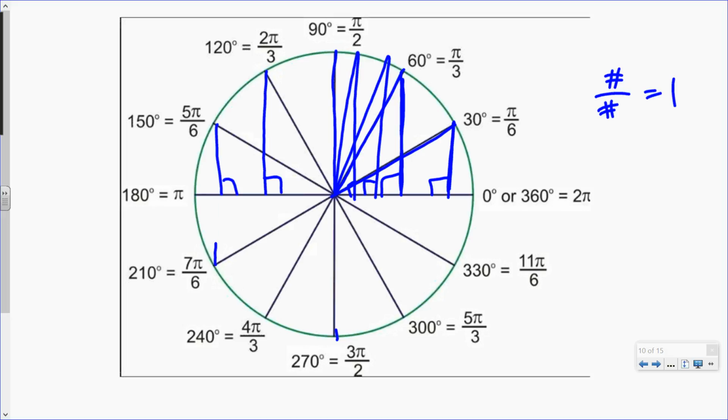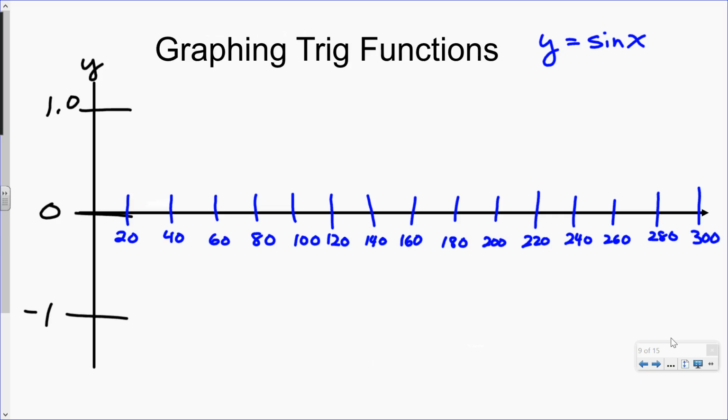210, that over the hypotenuse. 240, this over the hypotenuse. There's 1 over 1 again. 300 degrees, this over the hypotenuse. 330, this over the hypotenuse would be the ratio. Let's see what the calculator spits out.